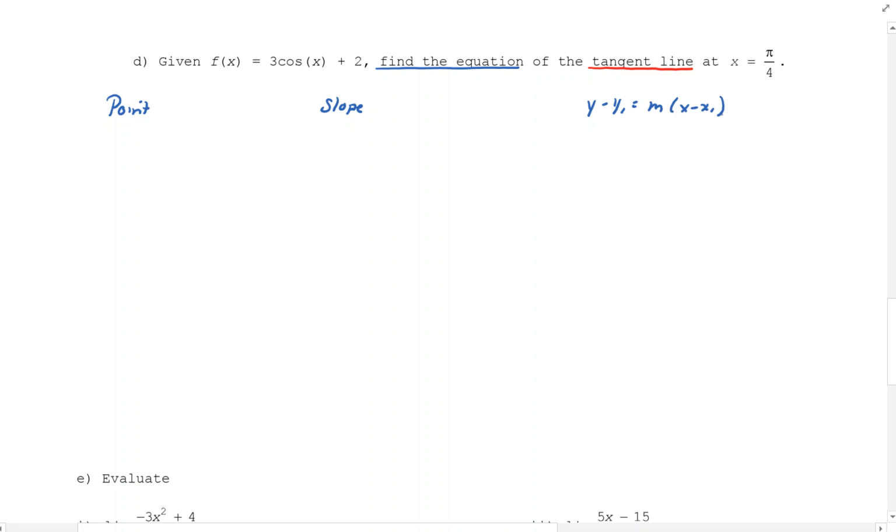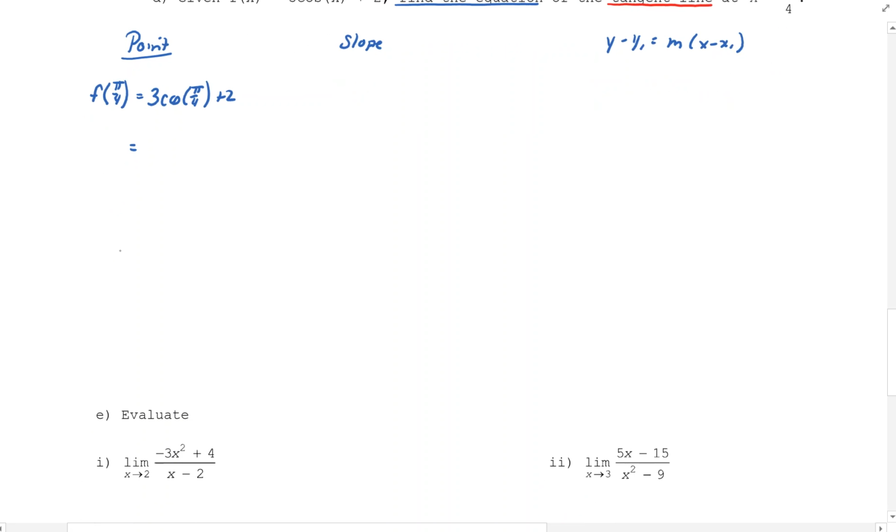So we're probably a little bit panicked because we see a trig function, but we're okay with that. So I want to know f at pi over 4. So I'll plug that in. I'll have 3 cosine pi over 4 plus 2. And we've got to do just a little bit of a trig review here. If I want pi over 4, I know this distance is pi, so this must be pi over 2. So that must be pi over 4.